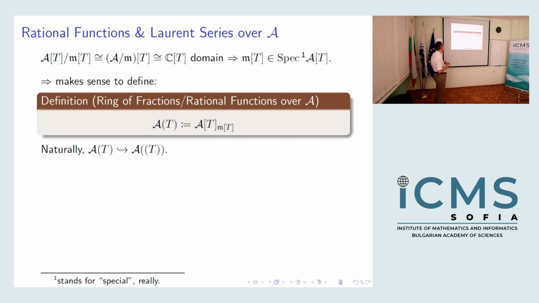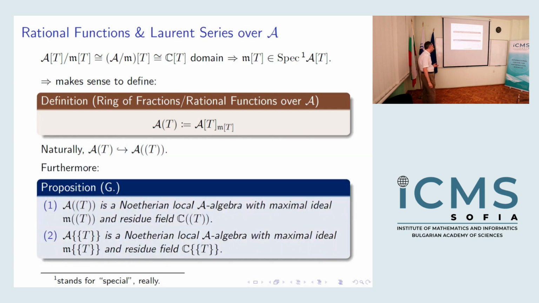Right, and some examples. So what's the analog of rational functions? And of course, we take the power series over T. There is a kind of special prime ideal there. Basically, I call it the hopeless ideal, because there is no hope for the elements of this ideal to be somewhere invertible. And so it makes sense to define the ring of rational functions over A as the localization at this prime ideal. And actually, we do get the inclusion of the rational functions in the formal Laurent series.